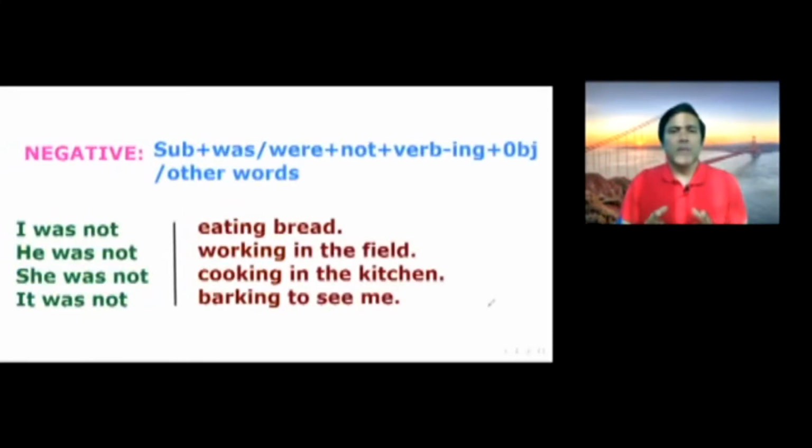Now we can make these sentences negative. We just use not after was or were. Like I was not eating bread. Ami ruti khacchilam na. He was not working in the field. Se mathe kaj korchilo na.